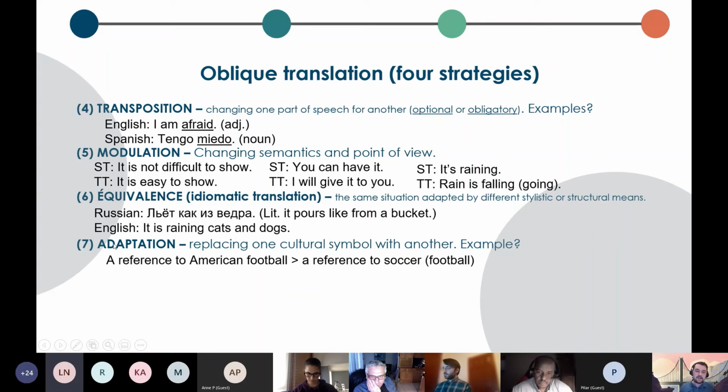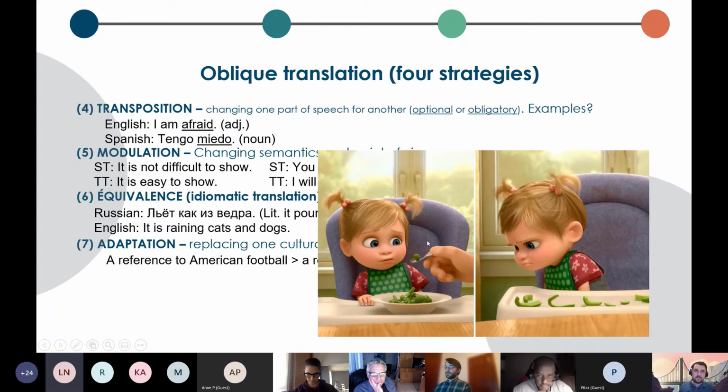I can think of another example, and I'm going to have it on here. This is not necessarily a textual change, but of course it relates to translation. So it's going to show up on the screen. So this is from the movie, what is it called? Inside Out or something like that. In the American version, the girl is eating broccoli and she doesn't want to eat it.